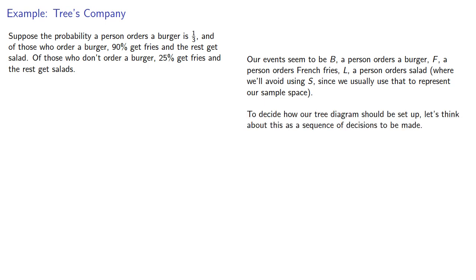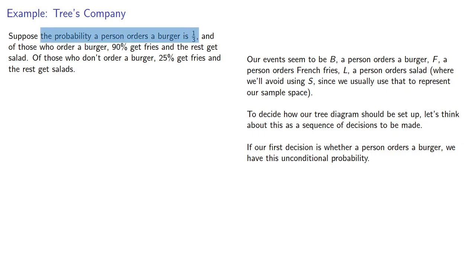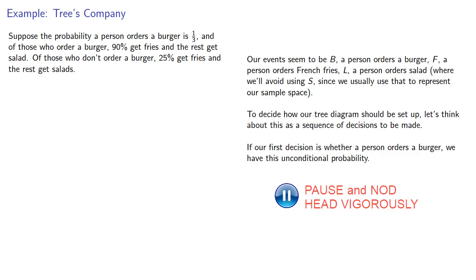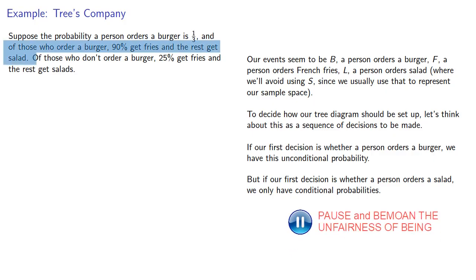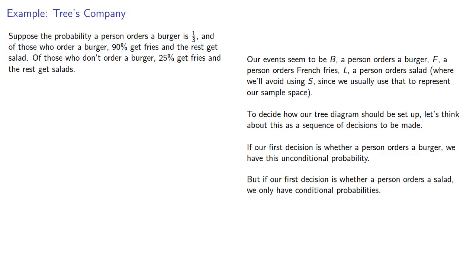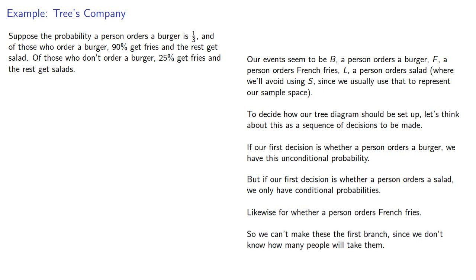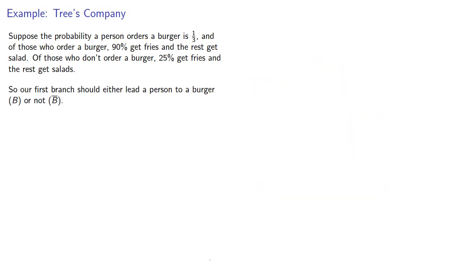To decide how our tree diagram should be set up, let's think about this as a sequence of decisions to be made. If our first decision is whether a person orders a burger, we have this unconditional probability of 1/3. But if our first decision is whether a person orders a salad, we only have conditional probabilities. Likewise, for whether a person orders French fries. So we can't make these the first branch since we don't know how many people will take them. So our first branch should either lead to a burger or not.